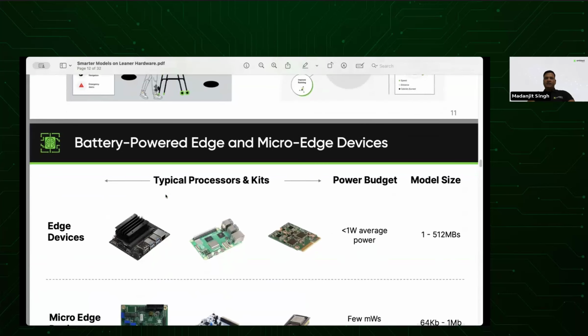Now, battery-powered edge and micro edge devices. Edge devices are like single board computers and GPUs, like NVIDIA Jetson, TPUs, Raspberry Pi, and similar platforms. These devices have power budgets in watts, not milliwatts, and the models that can run on them are up to megabytes in size. Micro edge devices are custom AI processors and microcontrollers available in the market. Their power budgets are in microwatts and milliwatts, and the AI model sizes are typically in kilobytes.